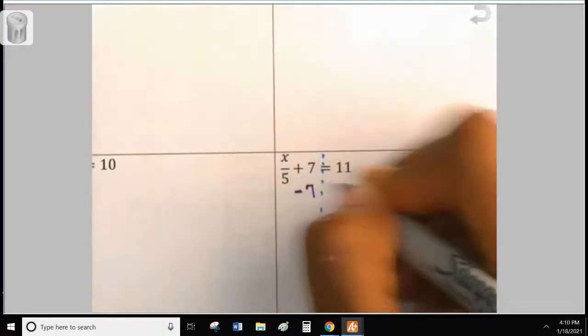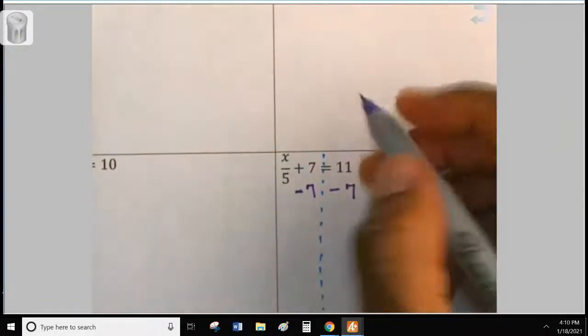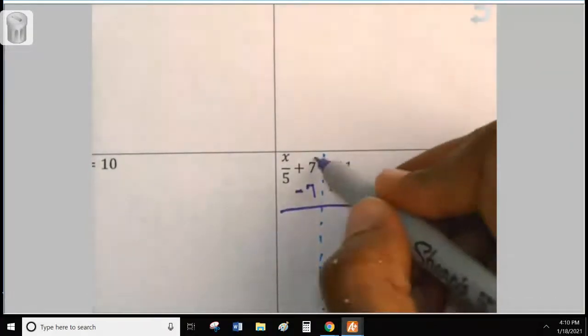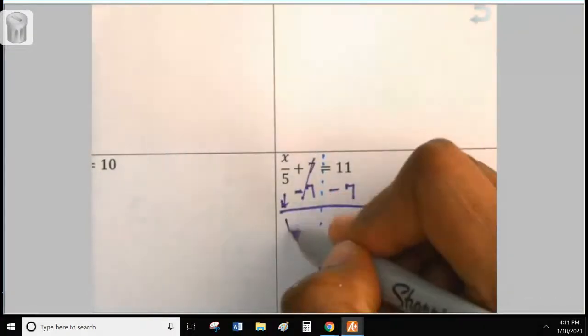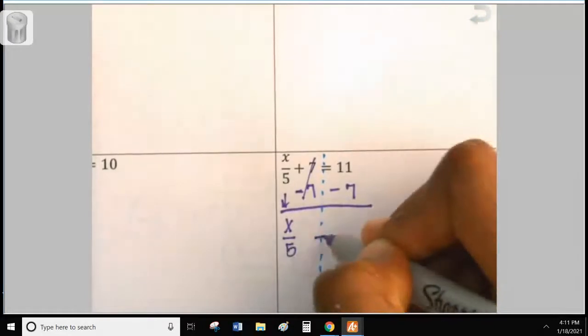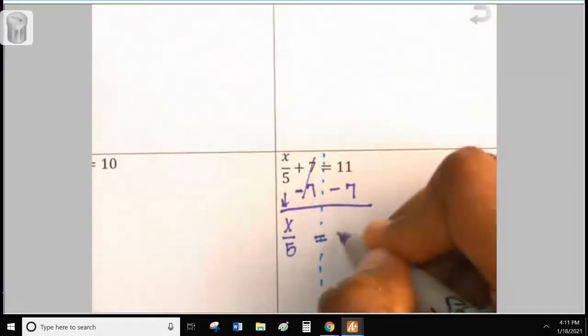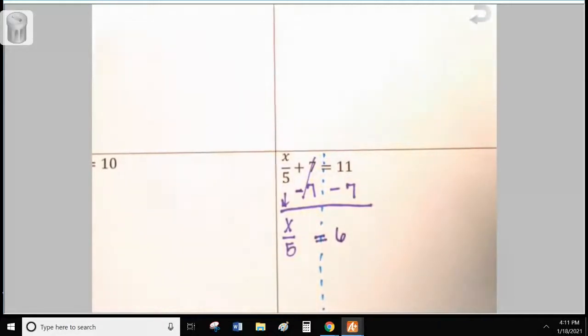So I'm going to do the opposite and subtract 7 from both sides. Here, they will cancel out. You're going to be left with x over 5 is equal to 11 minus 7, which should give me a positive 6.